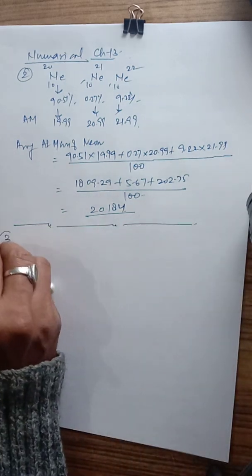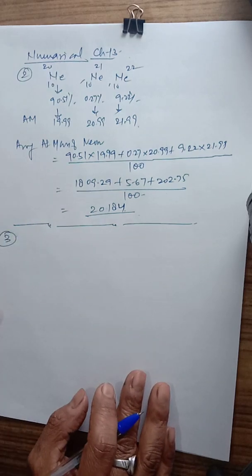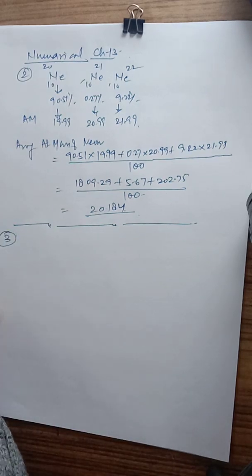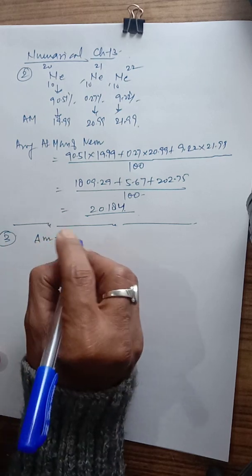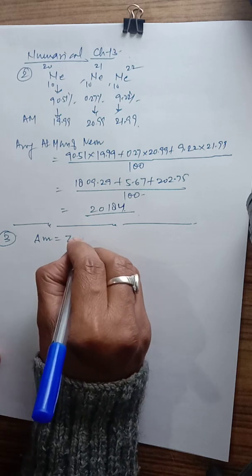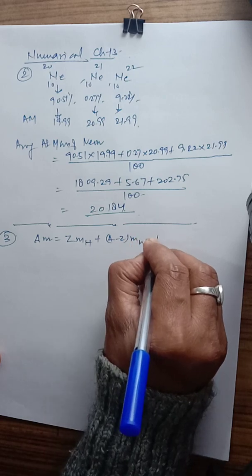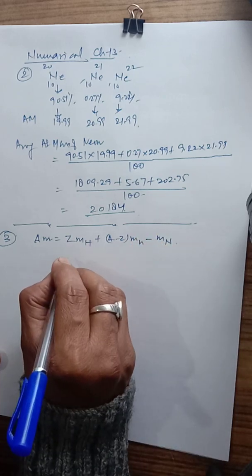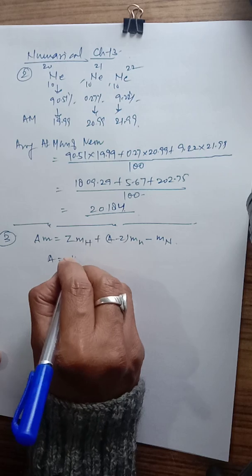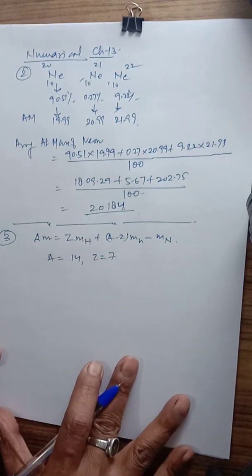Now the next question, question number 3. Obtain the binding energy of a nitrogen nucleus, nitrogen-14 with atomic number 7, from the given data. Give your answer in mega electron volt. First of all, we are going to find out the mass defect, that is A minus Z of neutron mass, where A is equal to 14 and Z is equal to 7 in this case.